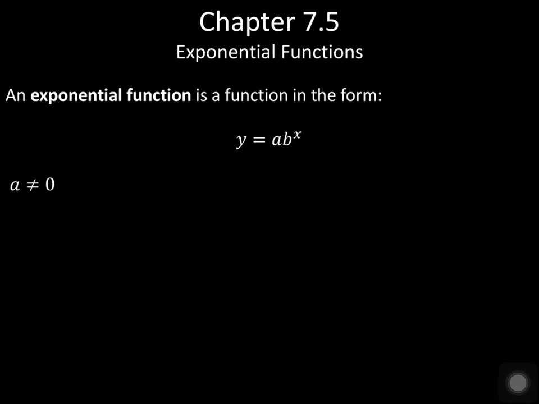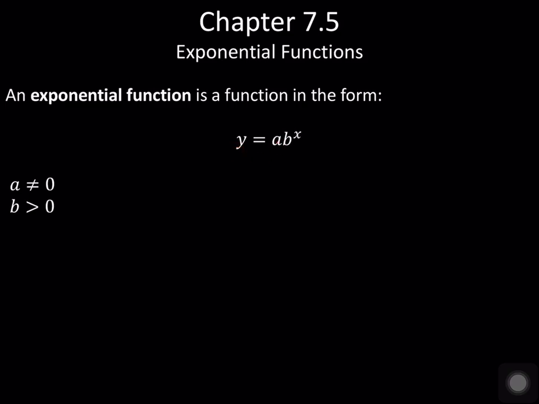So first of all, a and b are going to be numbers. The a can't be 0. If the a was 0, then 0 times anything, this whole thing would be 0. Y equals 0 would not be an exponential function. So a cannot be 0.